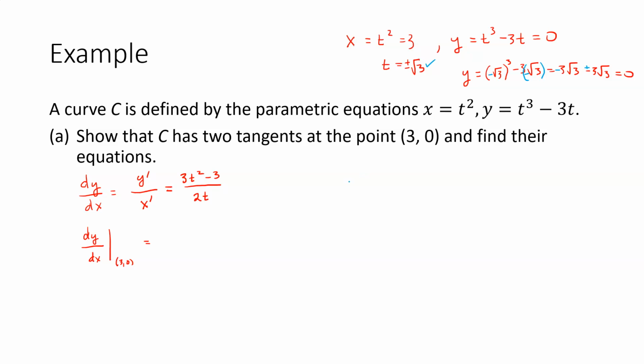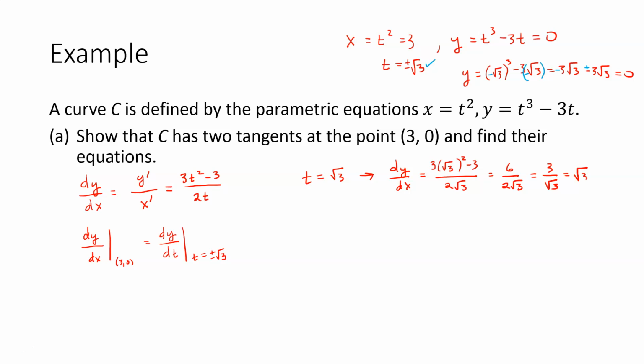Okay, so it looks like here we've got two parameters t that'll give us the point (3, 0). So in order to get the dy dx evaluated at the point (3, 0), we would have to consider two different parameters t. So actually there's going to be two different slopes that we're going to get. So let's consider when t equals positive square root of 3, we get dy over dx equal to 3 times the square root of 3 squared minus 3 over 2 square root of 3. So that's 3 times 3 is 9, minus 3 is 6 over 2 radical 3, so that's 3 over radical 3. And if we rationalize this, it's just radical 3.